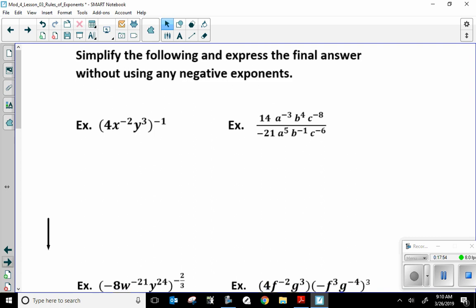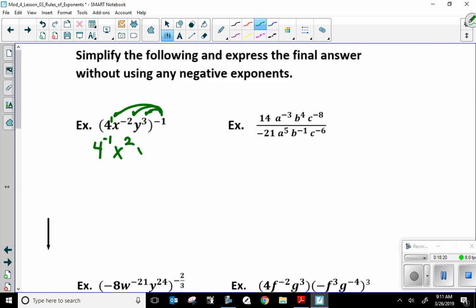Okay? Simplify the following and express the final answer without using any negative exponents. All right? Let's start. Rules don't change. I still need to distribute this exponent to all the exponents on the inside. Remember that 4 has an exponent of 1. So it's 4, and I multiply. Negative 1 times 1 is negative 1. X, negative 2 times negative 1 is positive 2. Y, negative 1 times 3 is negative 3.